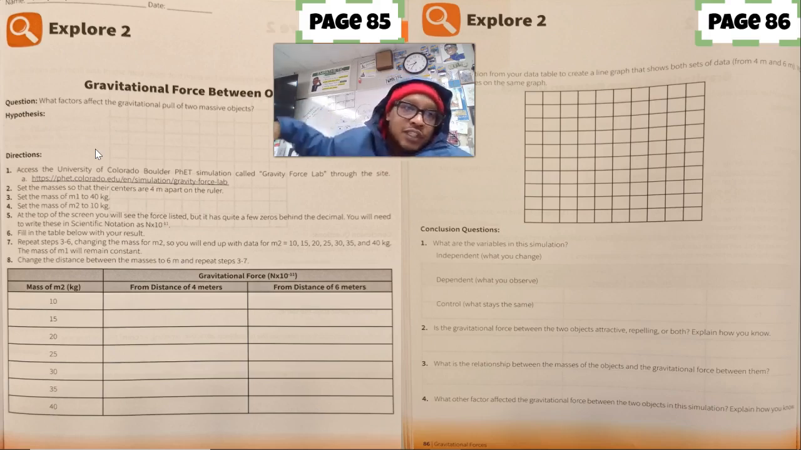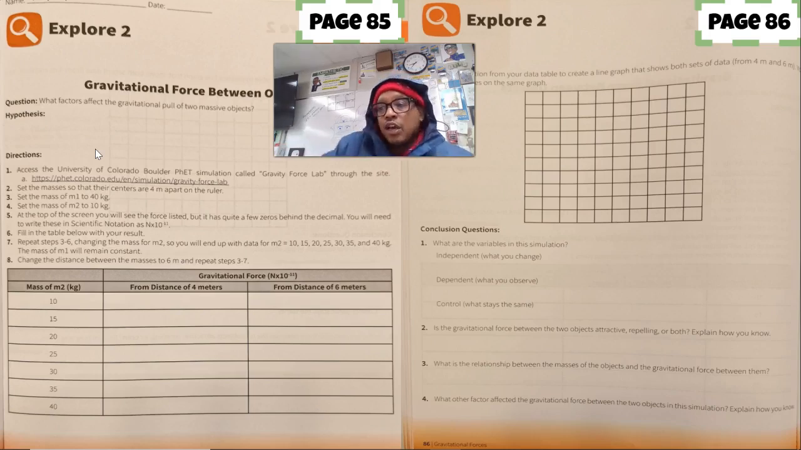Write a hypothesis. If this happens... So the question is, what factors affect the gravitational pull on two massive objects? And then you would say, the thing that affects the gravitational pull of two massive objects is, right, what? What do you think affects the gravitational pull of two massive objects? And that's what you have to write in your hypothesis before you get started. So do that first. Also put your name. And then if you look here, everything is step by step. Do everything one step at a time.